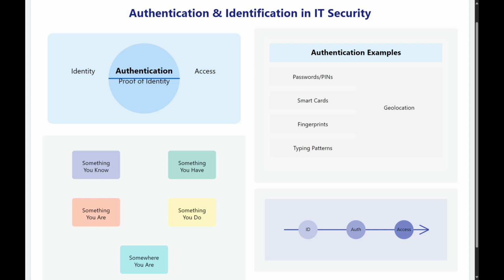Geolocation, while not as robust as other factors, adds an extra layer of security through somewhere you are. This factor becomes particularly valuable when combined with other authentication methods. For instance, rapid location changes that defy physical possibility, such as appearing in North America and East Asia within minutes, trigger security alerts. In practice, these authentication factors work together to create multi-layered security systems.